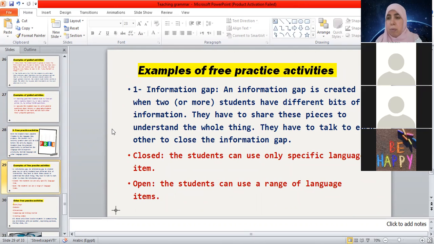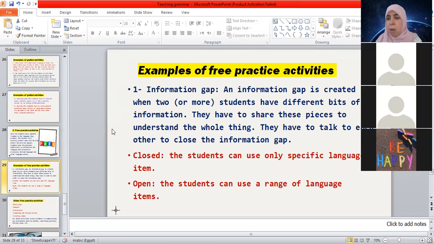Information gap. Information gap, when students, it can be 2 or 3 students, 2 or more students have pieces of information and they have to work together to complete the whole thing. Okay, for example, I have a text about a famous character like Mo Salah, and I want to complete this text with the help of other students, not the teacher. Okay, so we work together, ask each other questions.